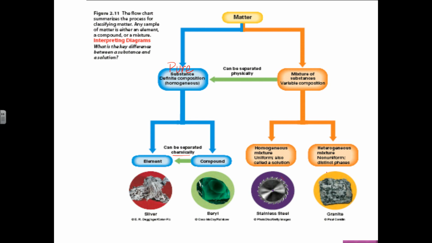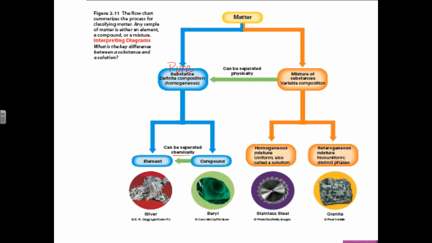Now, heterogeneous mixtures, the prefix hetero means it has a variable composition. It's got a non-uniform structure in distinct phases. Here you can look at this sample of granite and you see the variation in the color. Another example of heterogeneous would be oil and water. You can see the oil and the water in the mixture. It's heterogeneous if it has several different phases, so two or more phases is a heterogeneous mixture like oil and water.